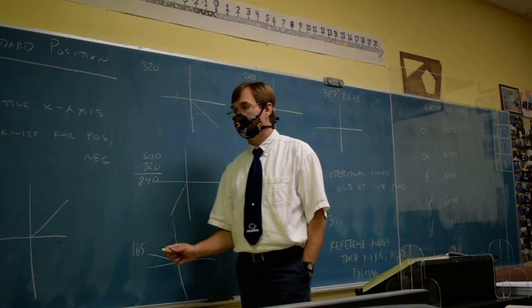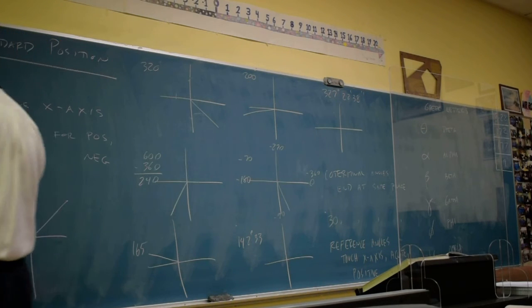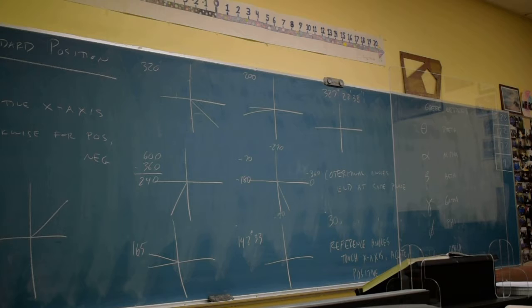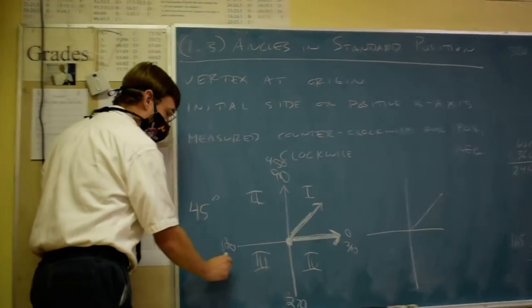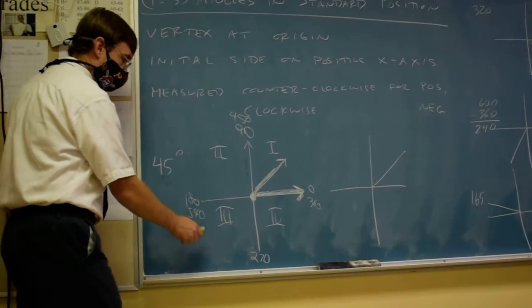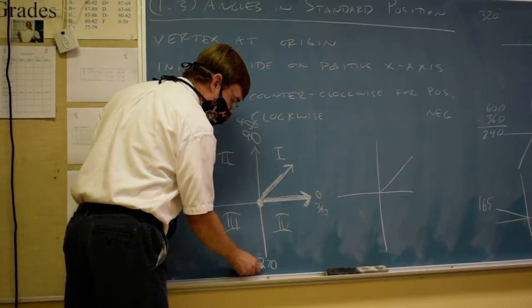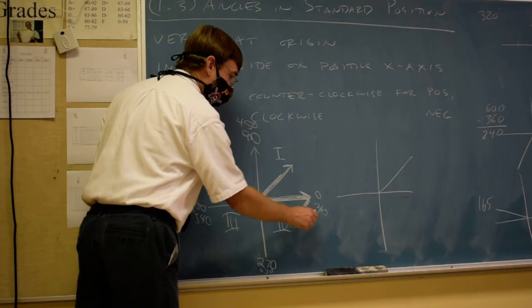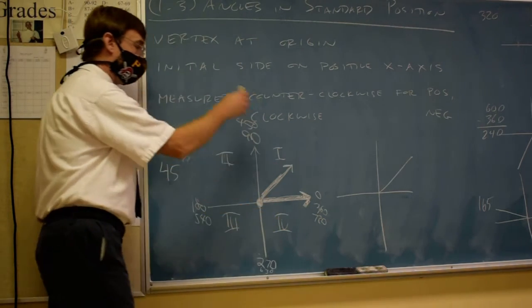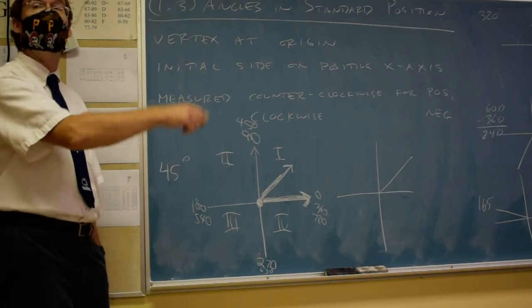Another way you could have done that is keep counting by 90s. So if I go back to my picture over here, 360, if I kept counting, this would be 450. And this would also be 540, and this would be 630. This could be 720. It doesn't have to stop. We could go around and around.